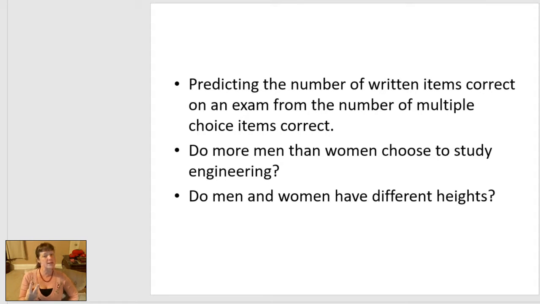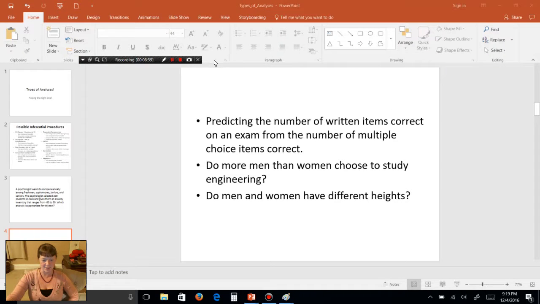Well, if I have 2 quantitative variables, it's either going to be correlation or regression. Well, here's that word predict. It's got to be a regression.